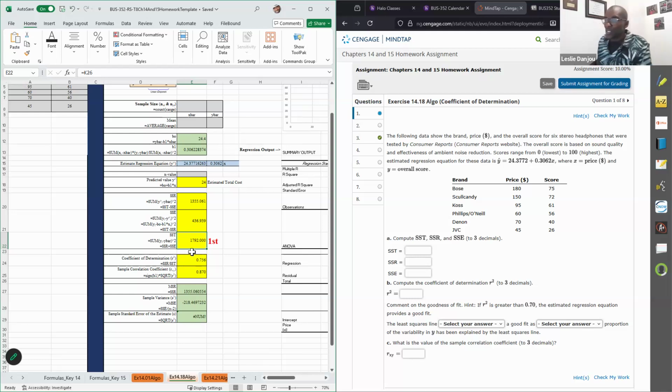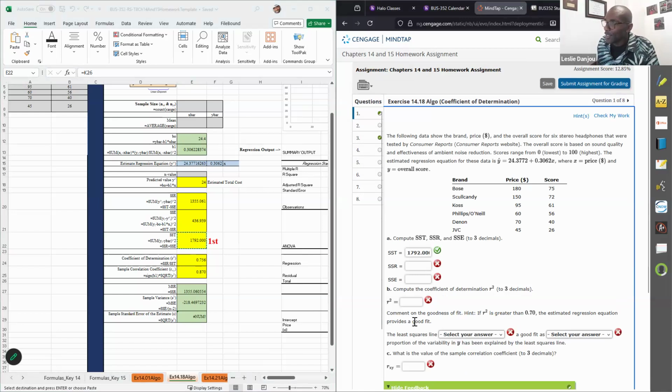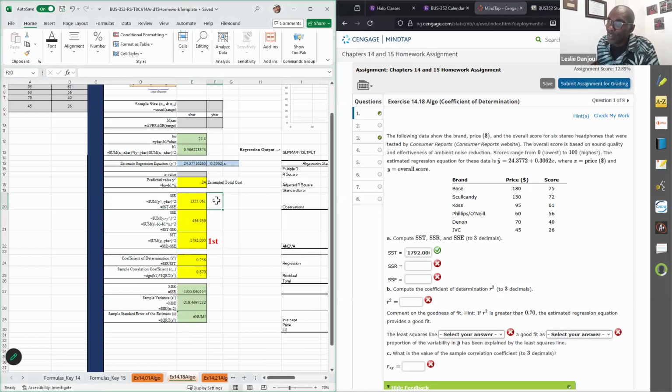All right. So that's my first number. I'm just going to copy and paste, check my work. Yes, indeed. All right. Then the second one is your SSR. So I'm just going to put second. Once again, I'm going to make it red, bold, and bigger. All right. So I know that's my second one.